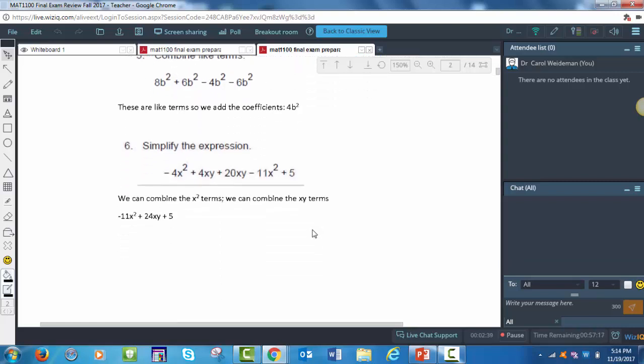Simplify this expression. Now if we notice here, and I remember I have a mistake on this one, we're going to combine the square terms, and we're going to have not negative 11 but negative 14 x squared plus 24xy, and then we have the plus 5.